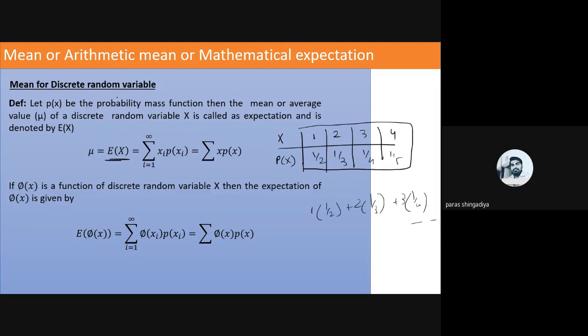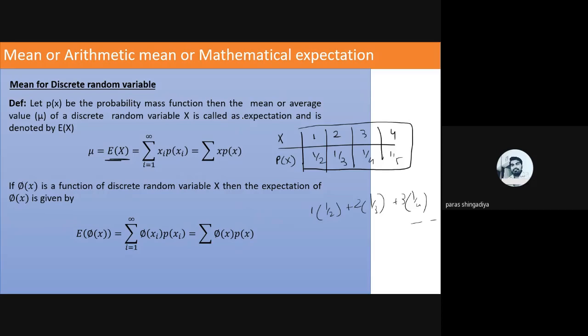And if we have a function in place of the random variable x, the procedure is the same: E of phi(x) is equal to sigma phi(x) into p(x), the product of the function with its probability. Otherwise it is the random variable with its probability. So find the product of the random variable with its probability and find the total.